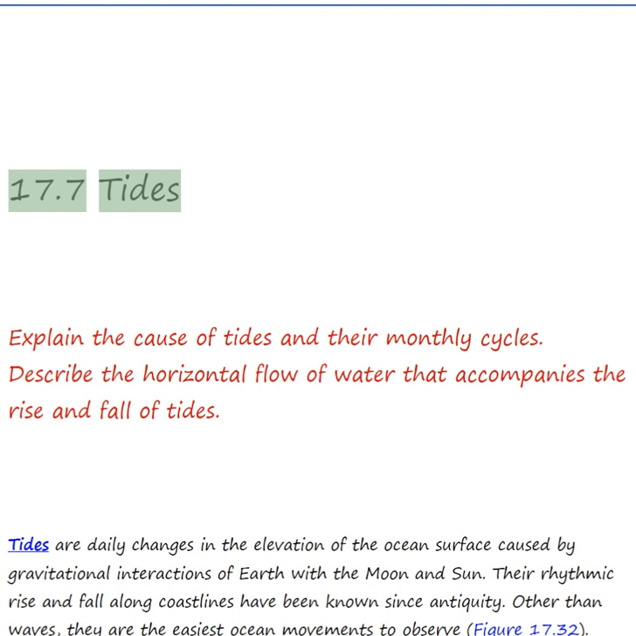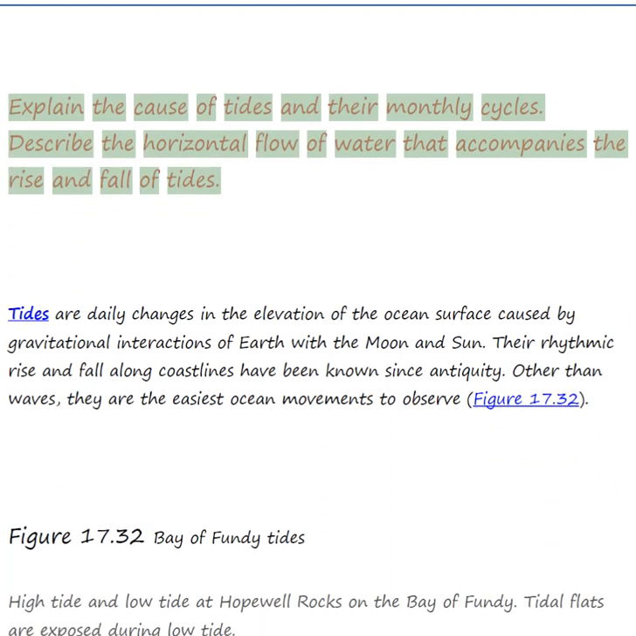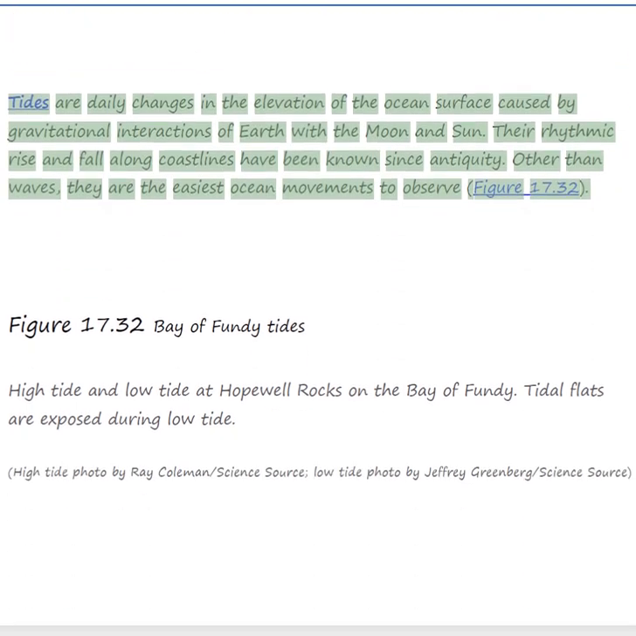17.7 Tides. Explain the cause of tides and their monthly cycles. Describe the horizontal flow of water that accompanies the rise and fall of tides. Tides are daily changes in the elevation of the ocean surface caused by gravitational interactions of Earth with the Moon and Sun. Their rhythmic rise and fall along coastlines have been known since antiquity. Other than waves, they are the easiest ocean movements to observe.